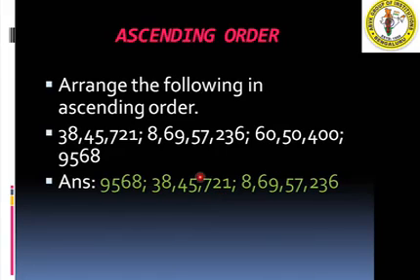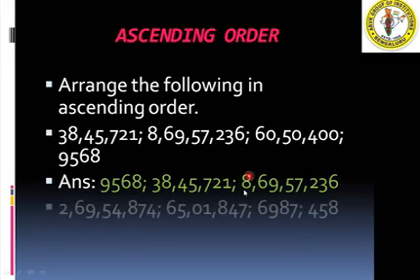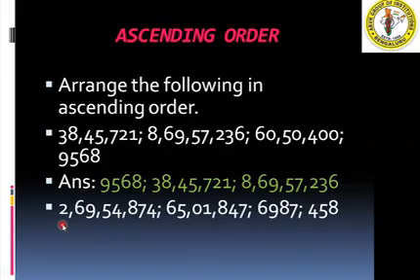Next you have to write 60,50,400. Next you should write 8 crore 69,57,236. In this way you will write. Let us see another example. 2 crore 69,54,874. Next you have 65,01,847. And again another number 6,987. Sorry, next number you have 458.